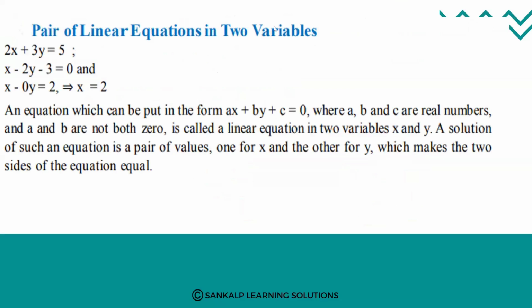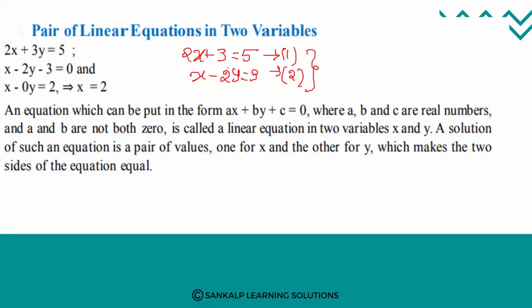Okay, next. Pair of linear equations. Pair means two equations, right? Pair of linear equations in two variables. Here we are going to consider two variables. That is 2x plus 3y is equal to 5. This is the example for a pair of linear equations, and x minus 2y minus 3 is equal to 0. So 2x plus 3y is equal to 5 is the first equation and x minus 2y is equal to 3 is the second equation. If I consider two equations, then it is a pair of linear equations.